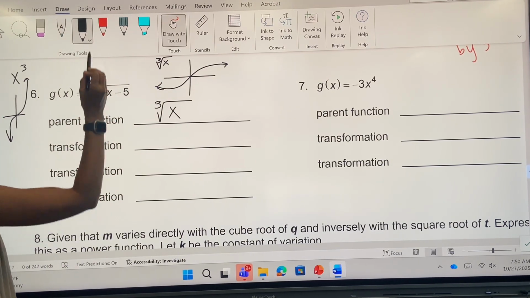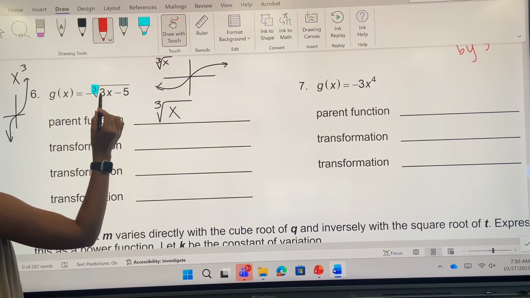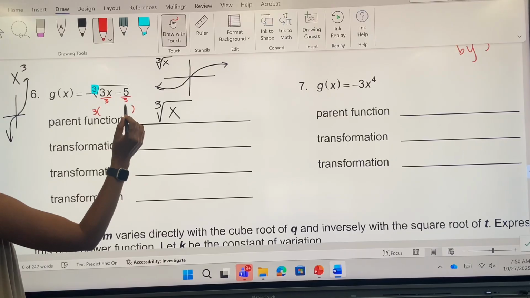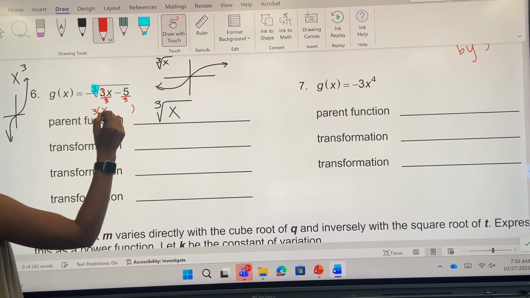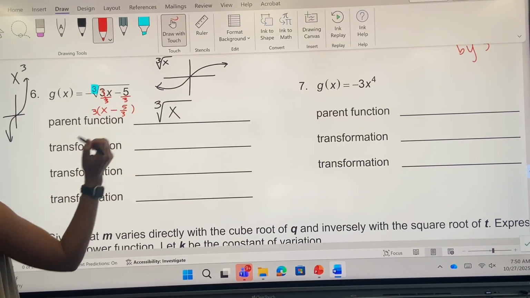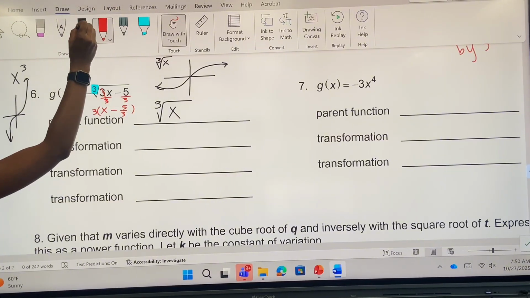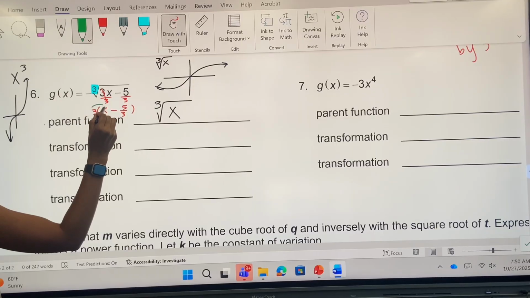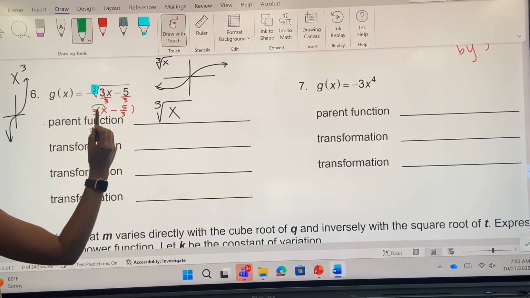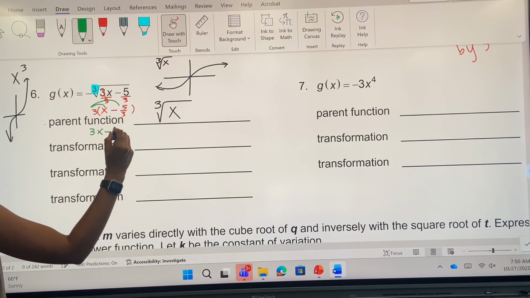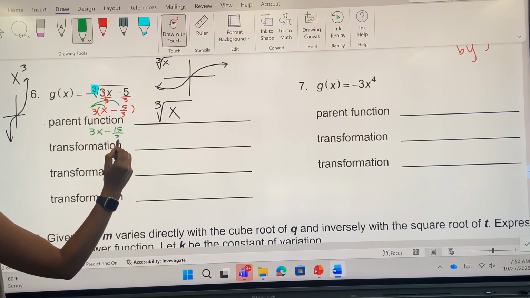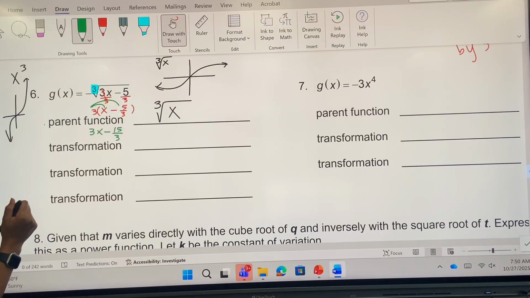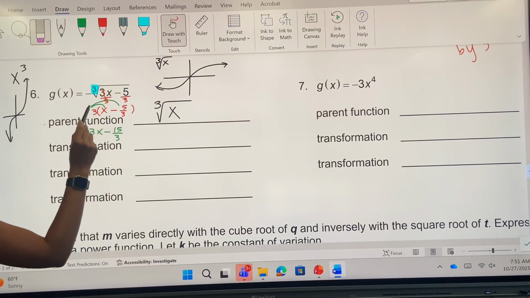Now to figure out the transformation, whenever you have a number on the x, you need to divide by that number. And that number will go outside. So the 3's cancel out, you're left with x minus 5/3. And let me just show you that this actually doesn't change the value, okay? 3 times x is still 3x. 3 times 5 is 15, and it's still being divided by 3. And 15 divided by 3 is 5. So you can get back to your original problem if you want to. We're just changing the format, okay?